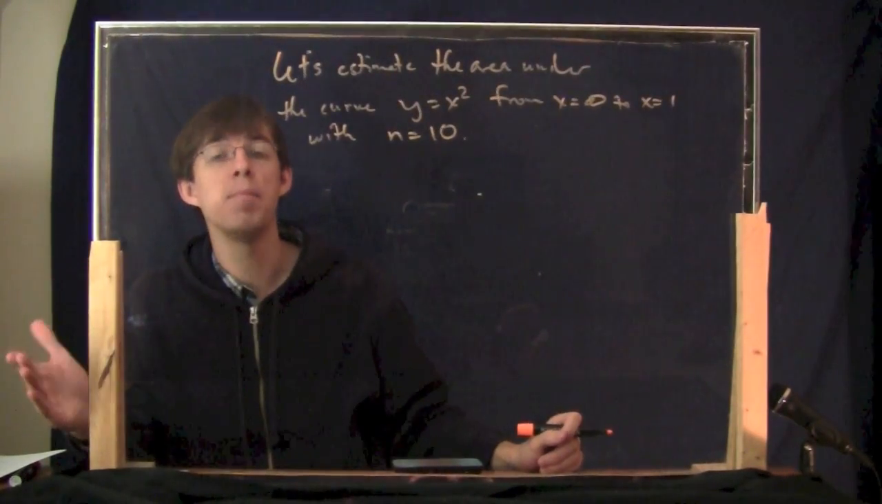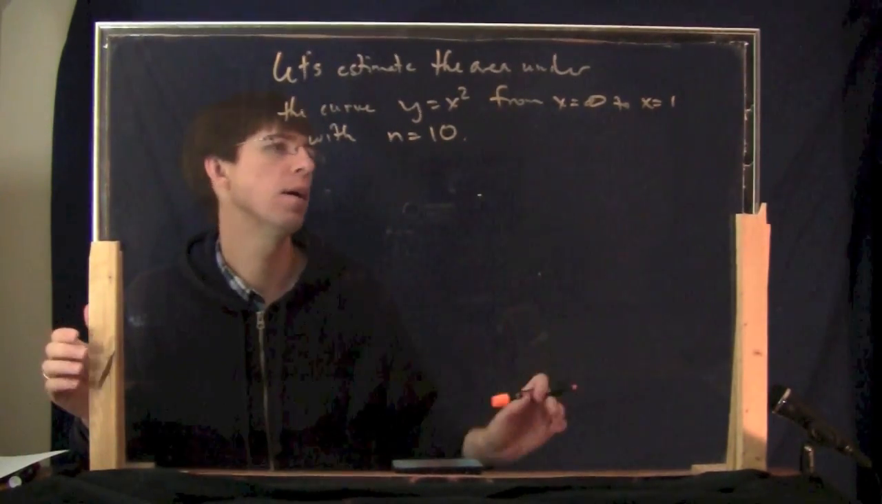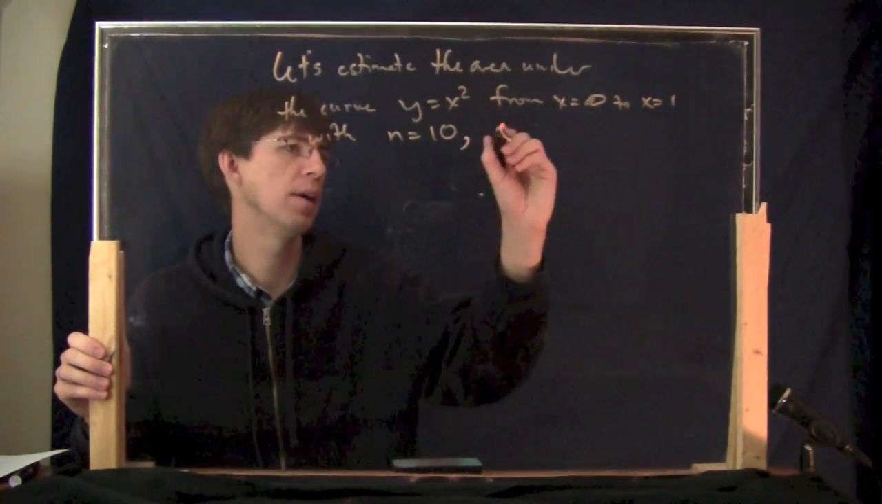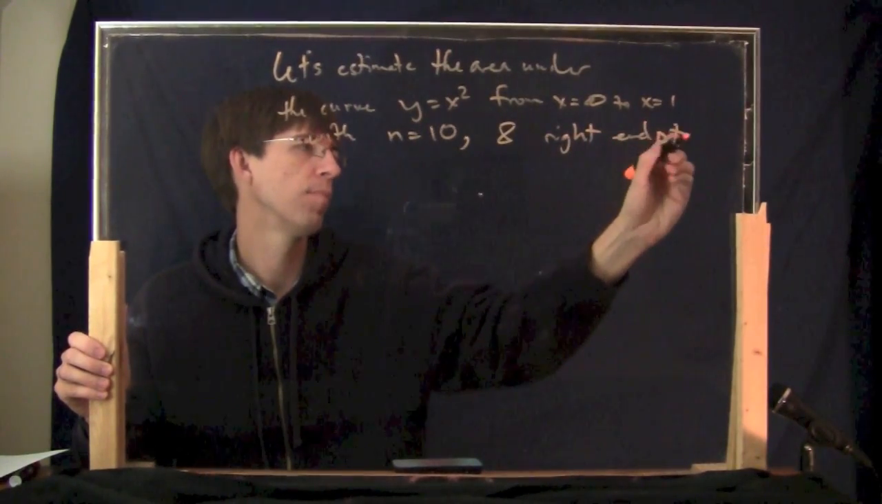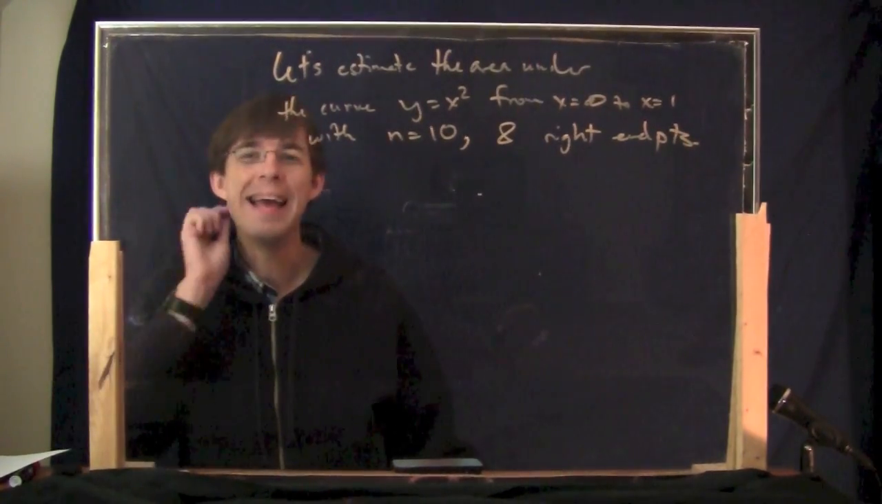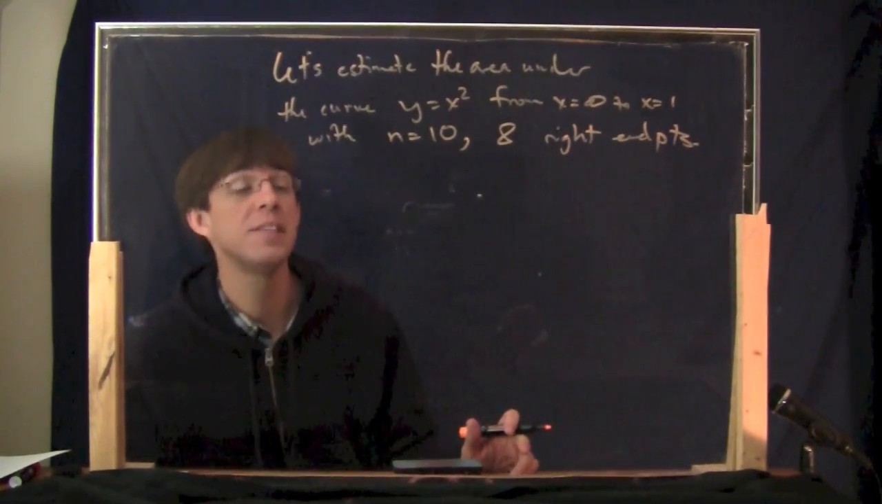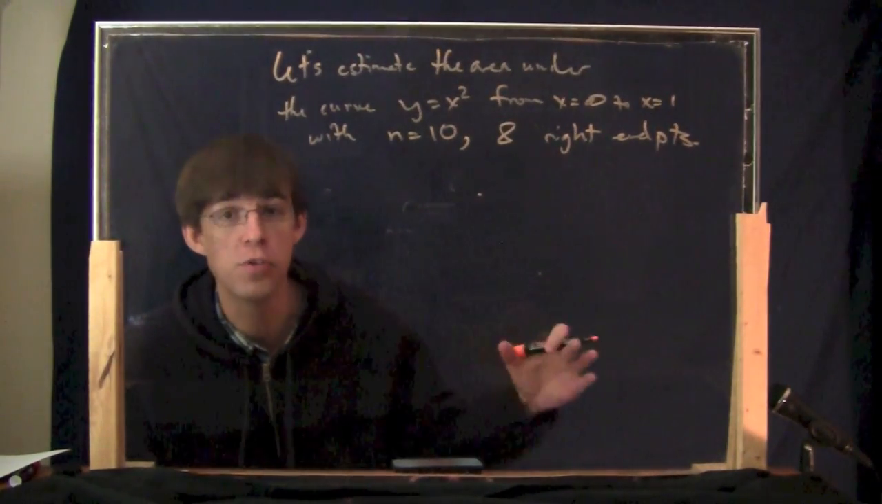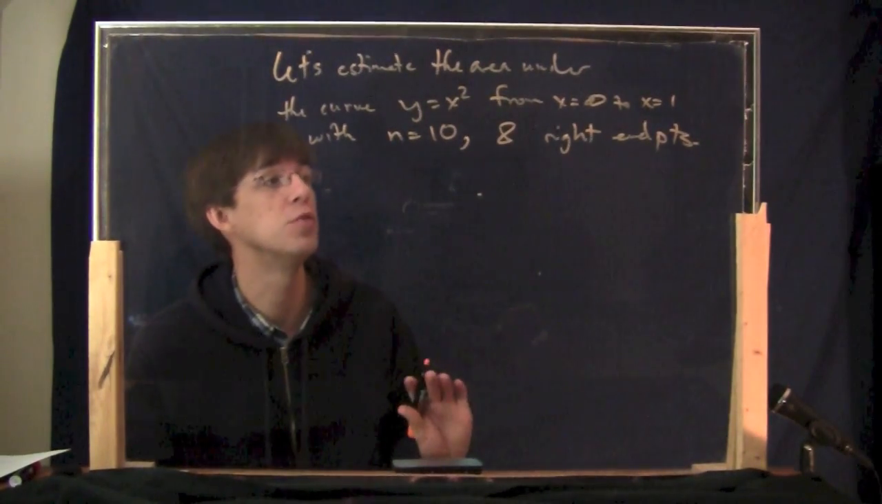Let's try the same problem, but I want to actually do this computation using n equals 10. Actually, I didn't say, and the right endpoints. How about that? All right. n equals 10. Before I did n equals 4. Now, first bit of advice, pro tip here. Don't draw the graph and try to draw in 10 little rectangles. There's no point in doing that.